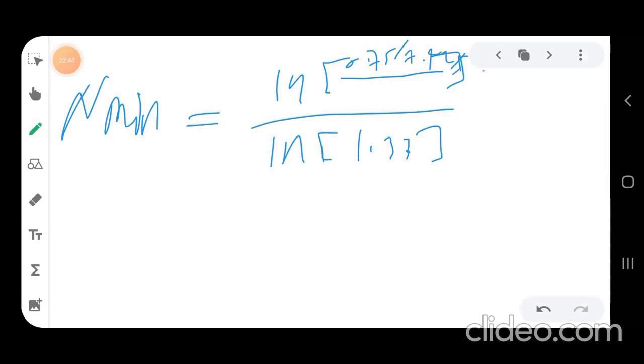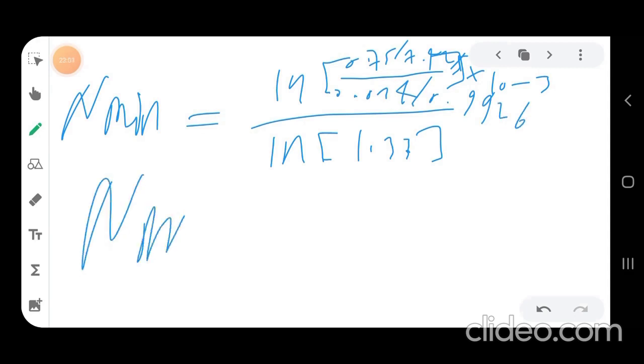7.245 × 10^-3, which we determined before, over 0.024 divided by 0.9926. All of these values we determined before from material balance, so we can get that the minimum number of stages required is 29.24, which is approximately 29 stages, or 30 stages, somewhere between 29 and 30. It's just an approximate value, of course. So this is the required number of stages.